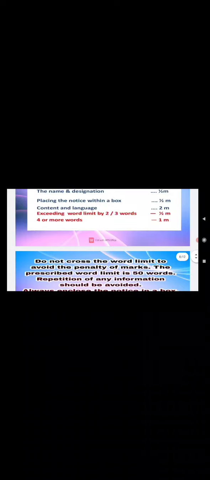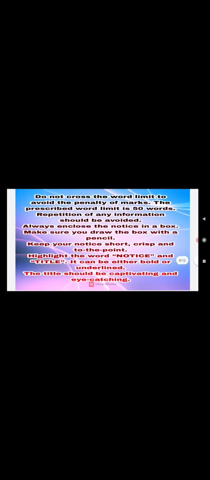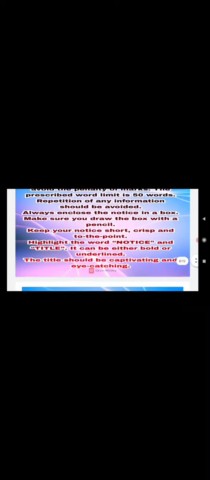The marking scheme of notice writing. This can be asked for 3 marks or 5 marks. So the name of the organization is written first, then notice, then the heading, then the date, then the name and the designation. Placing the notice within a box, content, language and word limit should be followed. So this is the marking scheme for notice writing. When we start to write the notice, we have to keep all these points in our mind. Then we can write the notice in an effective manner where we can get full marks.